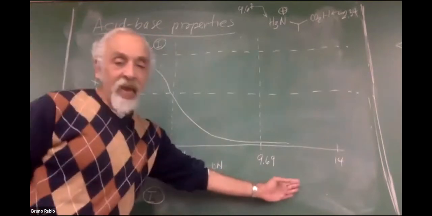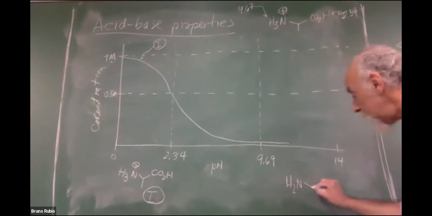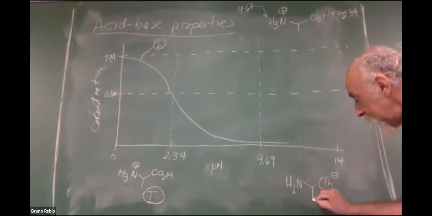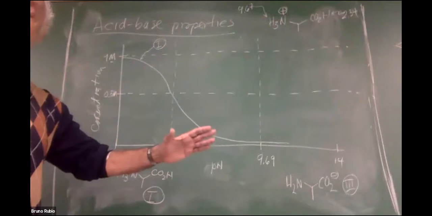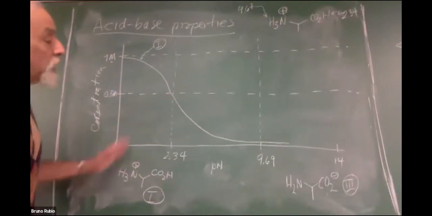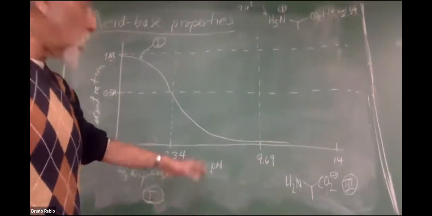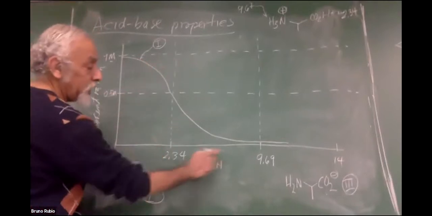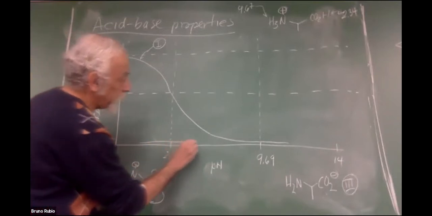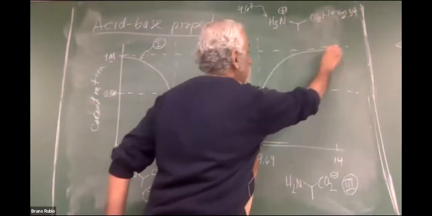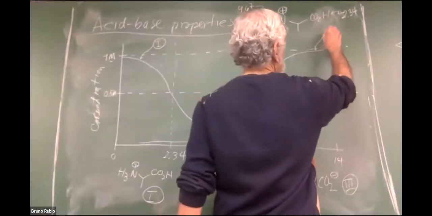Now, at high pH, basic pH, we saw that the dominant form is going to be this anionic form. I'm going to call him Roman 3. And he's dominant above pH 9.69. But if I were to carefully measure the concentration of this guy here, I would get a curve that is kind of like the mirror image of this. There's very little of 3 at low pH. And then it starts to go up, and now it becomes dominant above pH 9.69. So this is the concentration curve of 3.